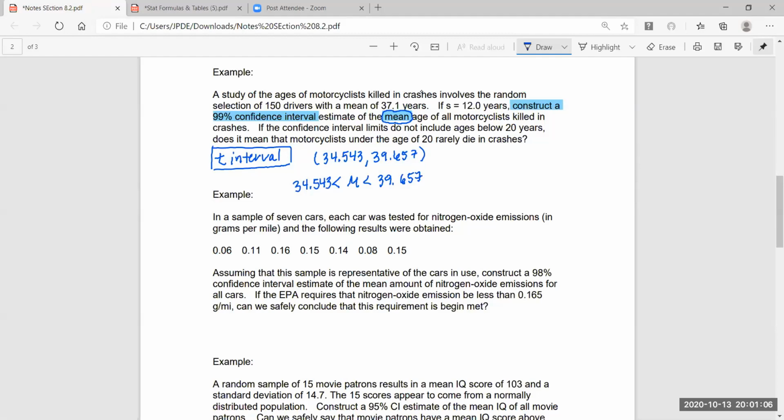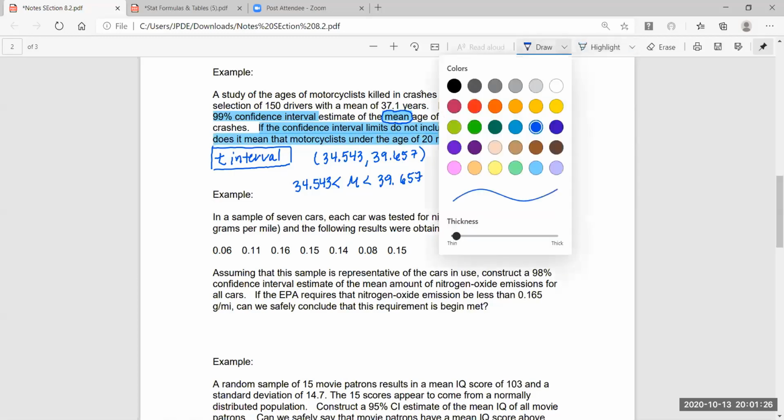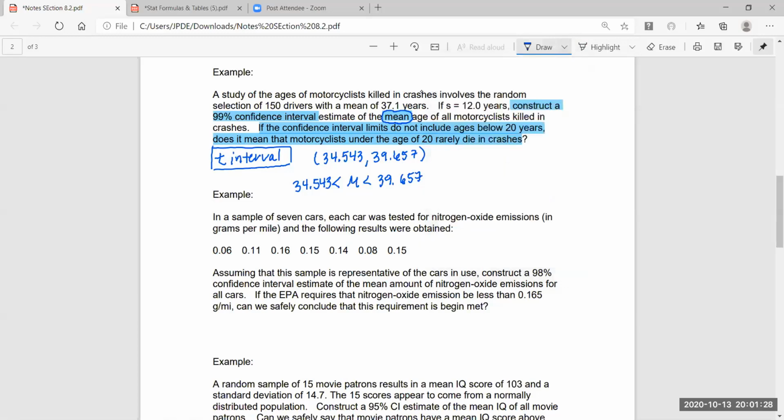Okay, so here's what the question says. If the confidence interval limits do not include ages below 20, does it mean that motorcyclists under the age of 20 rarely die in crashes? If we look at this interval, it goes from 34 to 39. 20 is a lot lower. 20 is not in the interval. Does that mean that motorcyclists under the age of 20 rarely die in crashes?